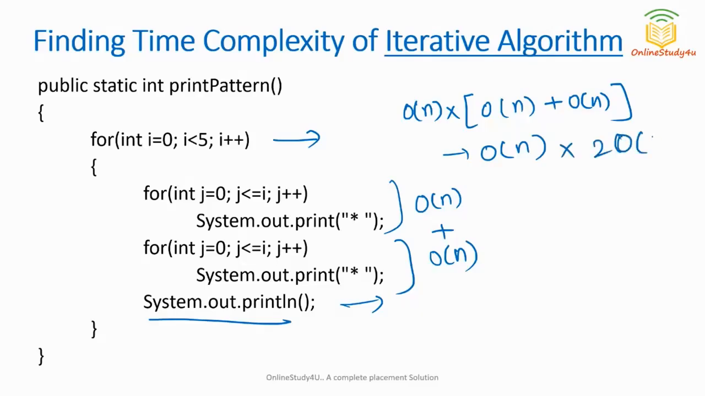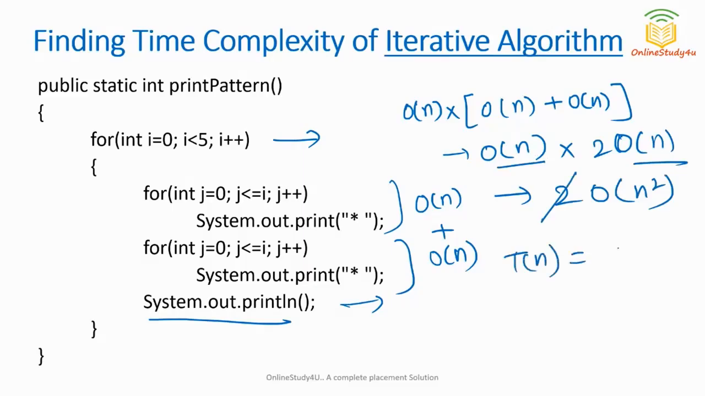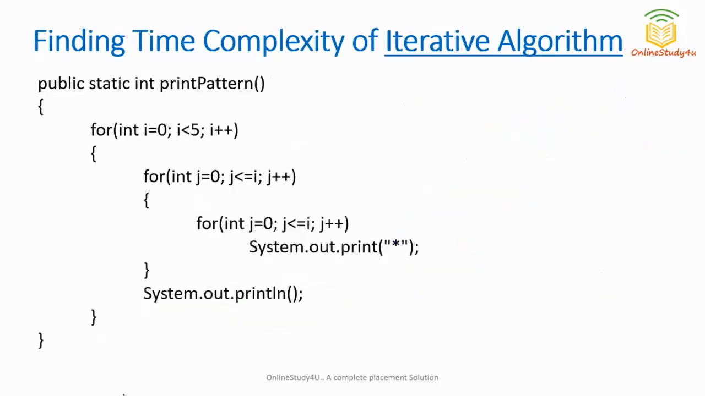Again, I am saying order, but it's big O of n. Now it will be nothing but 2 into big O of n square. Now this 2 can be ignored, and the time complexity for this algorithm will be big O of n square. So now it is clear, I think. Find the time complexity for this one.